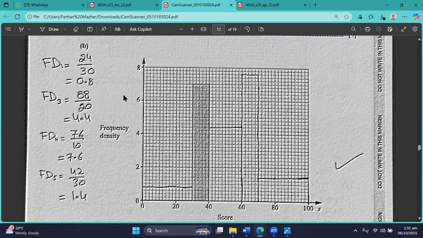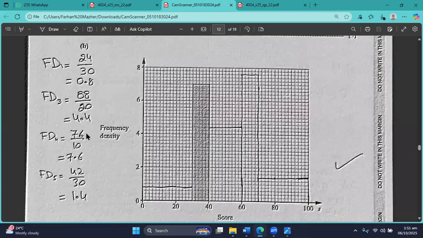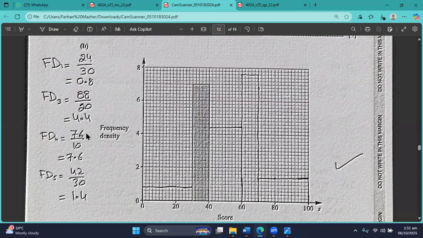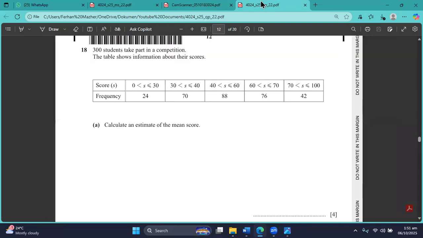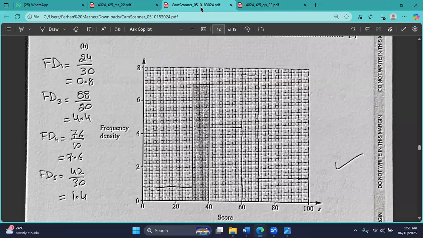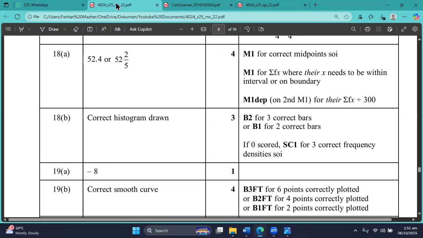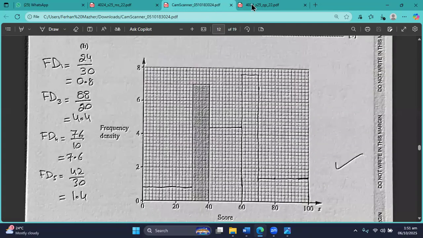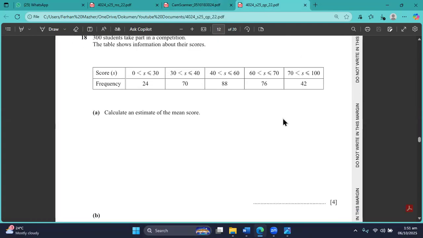On the y-axis, we have the frequency density. On the x-axis, we have those classes. So remember how to calculate the frequency density. The frequency density is equal to the frequency of that class divided by the class width. And you should remember how we find the class width: you subtract the boundaries of that class from each other, like 30 minus 0, 40 minus 30, 60 minus 40, 60 minus 50, 100 minus 70. This is how you find the class width, okay? Frequency divided by the class width. So this is how you do question number 18 and its B part. I hope you understand this.